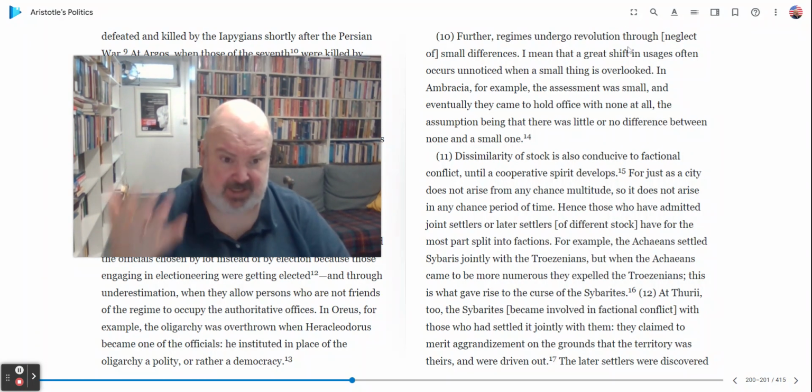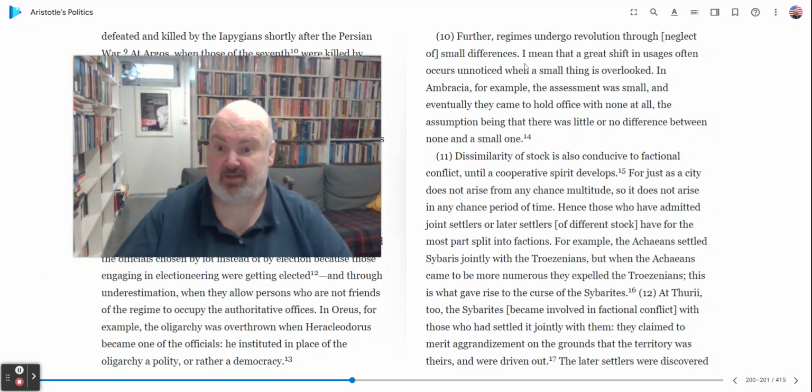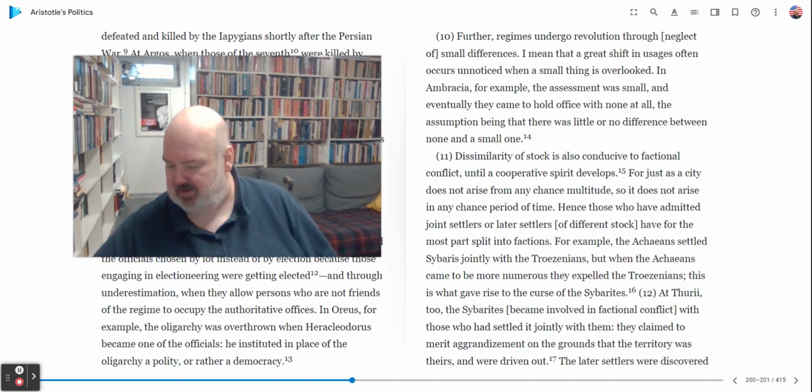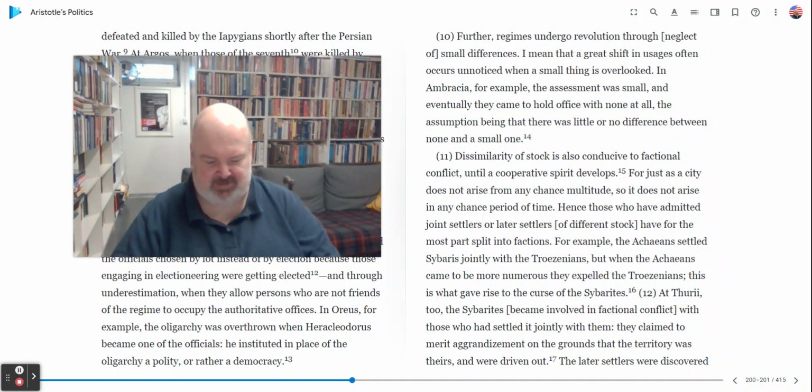Further, regimes undergo revolution or change through neglect of small things. This is the small. It's not small differences. It is literally small things. The Greek is actually very specific here.